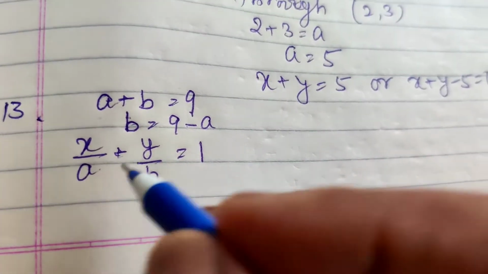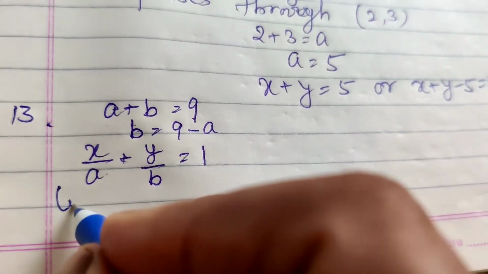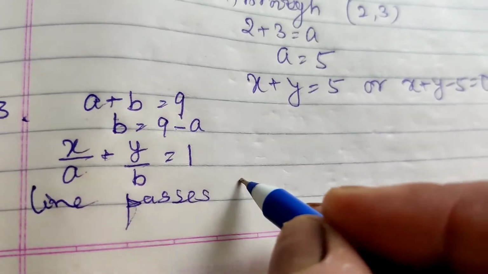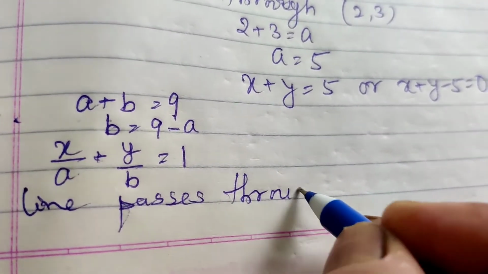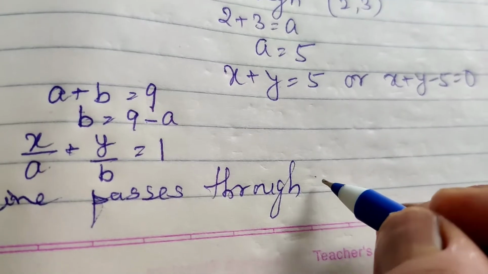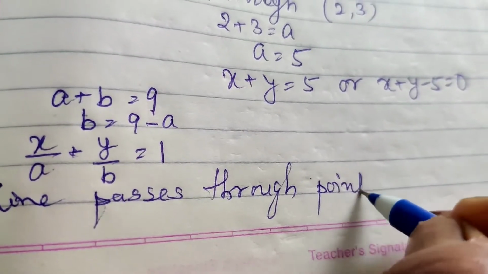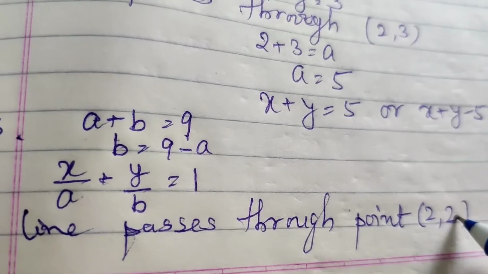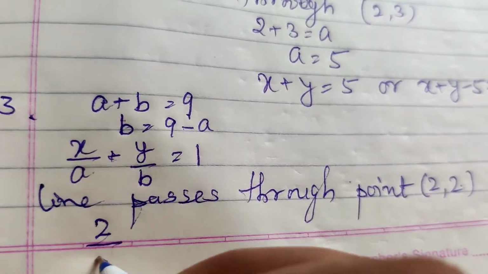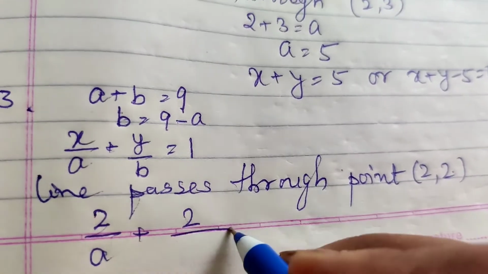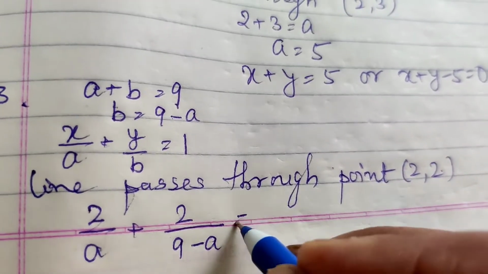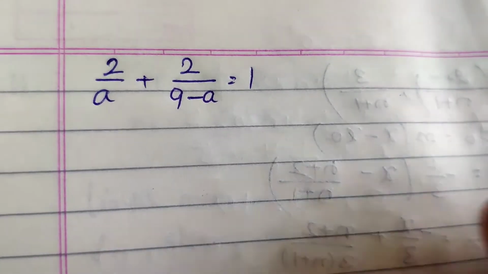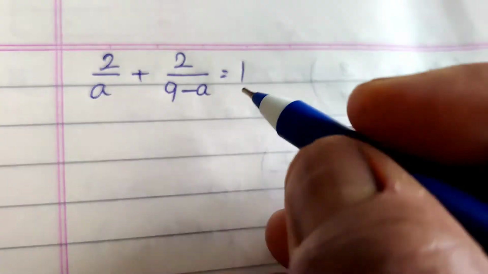Put in the value. This line passes through the point (2, 2), which means x equals 2 and y equals 2. The equation becomes 2 upon a plus 2 upon (9 minus a) equals 1. Now solve this equation.